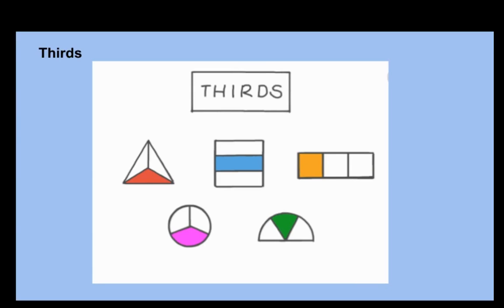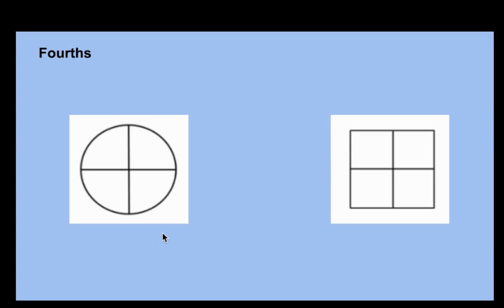Now let's talk about thirds. Thirds is exactly what it sounds like, 3. These shapes you see here are all cut into thirds, or 3 equal parts. Can you guess how many parts are there when we are talking about fourths? You got it, 4. Take a look at this circle. It is split into 4 equal parts. And this square is split into 4 smaller but still equal squares.